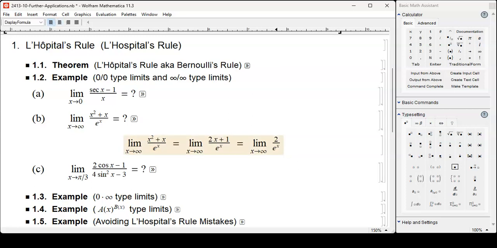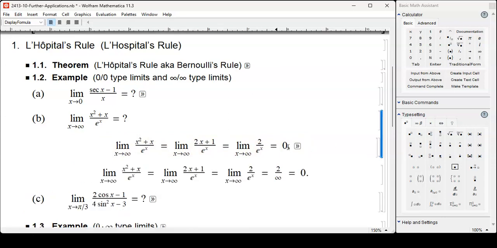It is finite over infinity type limit, so that's 0. Here's the answer key, and yes, indeed, the very same problem, very same computation.